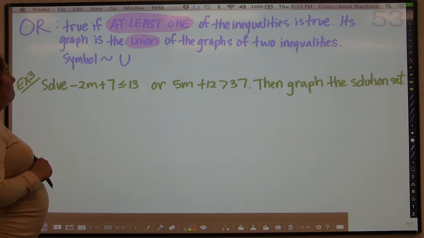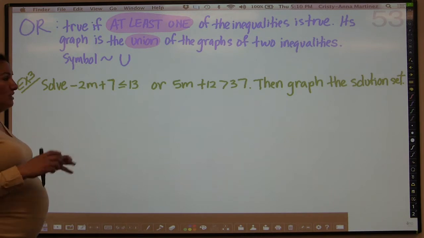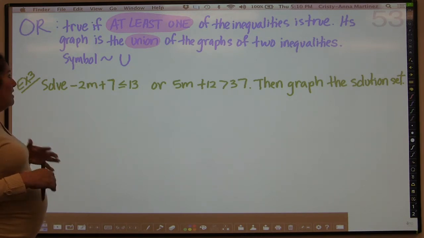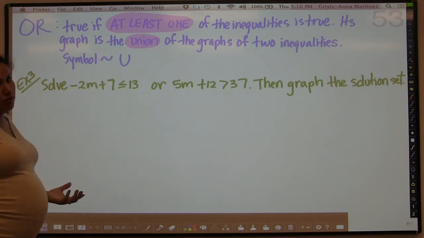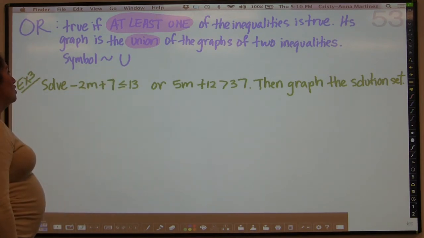Its graph is the union of the two inequalities, so you usually put them together, but there's no overlap. And the symbol that we use for that is this U for union. It doesn't look like an O for "or," sorry, but it is a U for union. So there you go. I'm going to show you how this works.